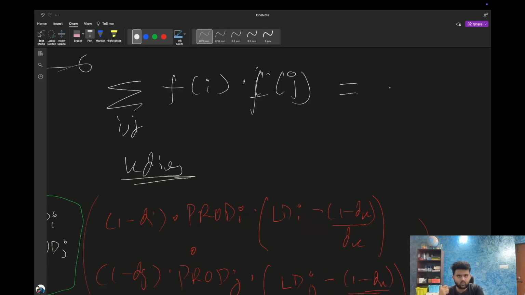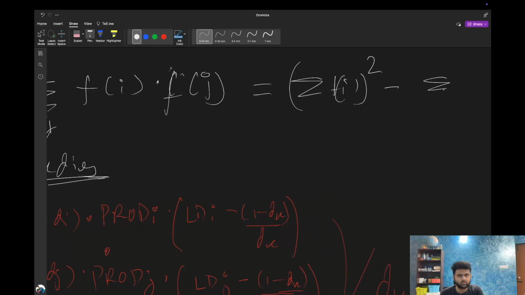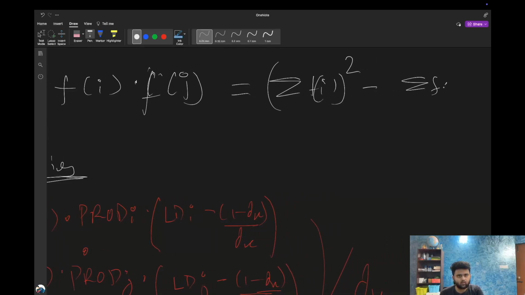since this is just equal to summation fi whole square minus summation f of I square, divided by 2. You can work it out by hand and see why this is true, but we'll use this neat trick to find the sum of these products in O of m.